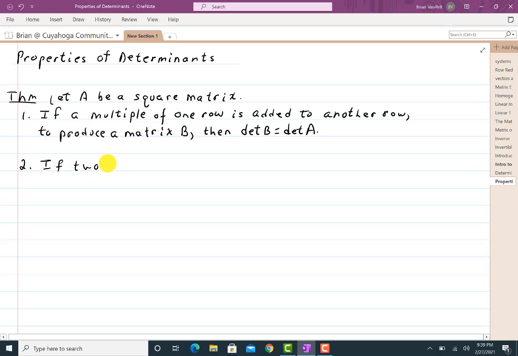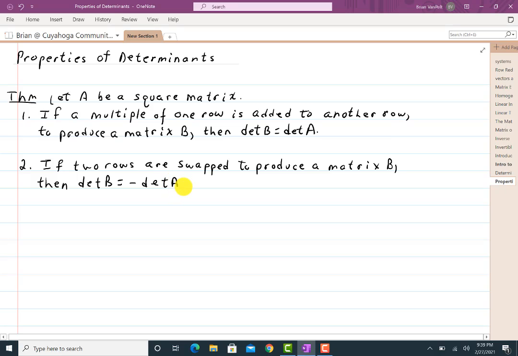If two rows are swapped to produce a matrix B, then the determinant of B is the negative of the determinant of A. So if you swap two rows, the determinant becomes negative.